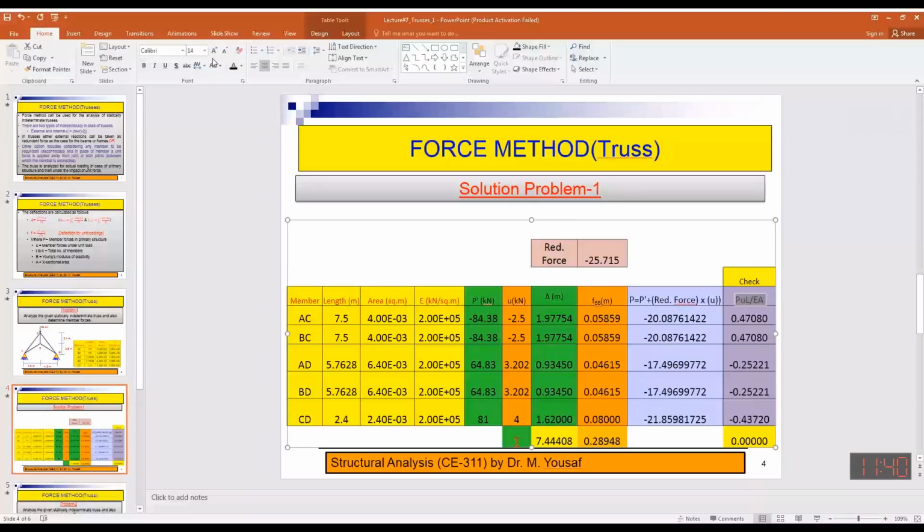And apply this one. P means minus 20. U means minus 2.5. L means 7.5 divided by AE, 4 and 2. Okay? Plus 5, 10 to the power minus 3. You will see one value will come out. This is the result. And ultimately, you should have zero summation. Am I right?